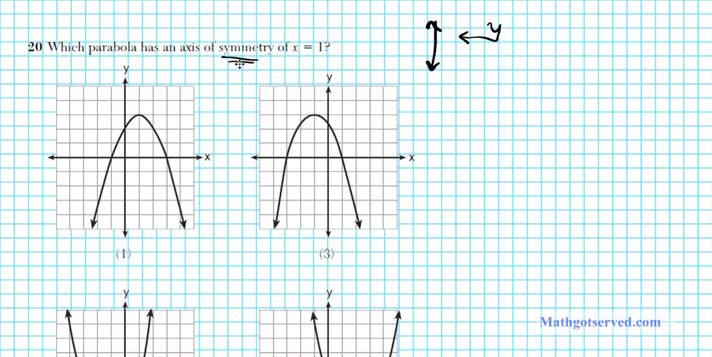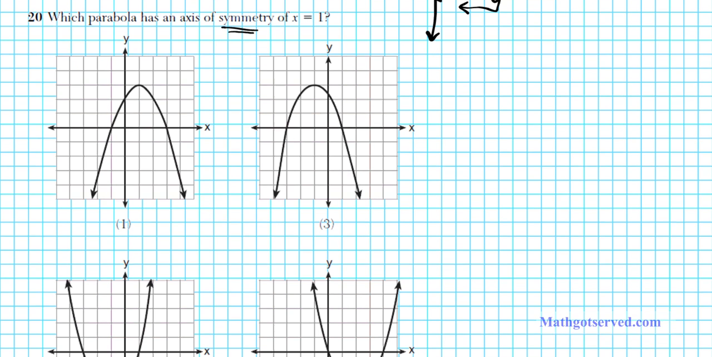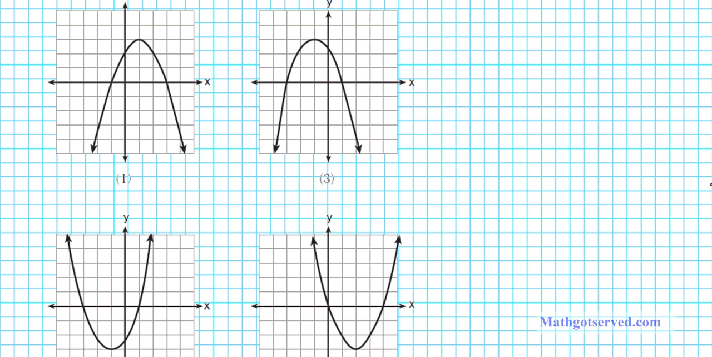What does symmetry mean? It means that when you draw the line, I'm sorry, x equals 1 on the graph, it divides the graph into two equal or identical pieces, okay? It's just like a mirror. So what I'm going to do is draw the line x equals 1 on the four graphs, on the four parabolas, and then I want you to tell me the case where that line divides the graph into two identical pieces. So x equals 1 here, that goes on the first one. That's x equals 1 over here, over here, and over here. Now, which one does the line x equals 1 divide into two equal halves?